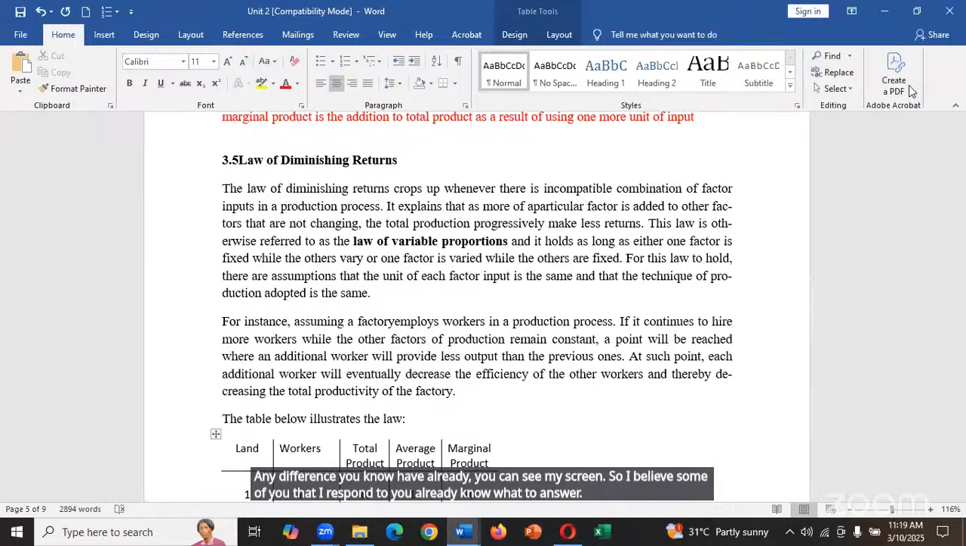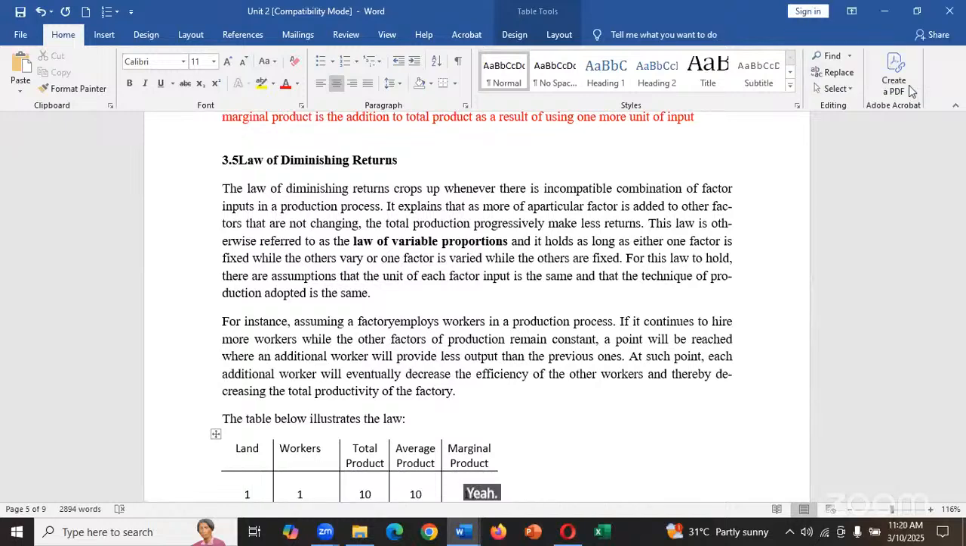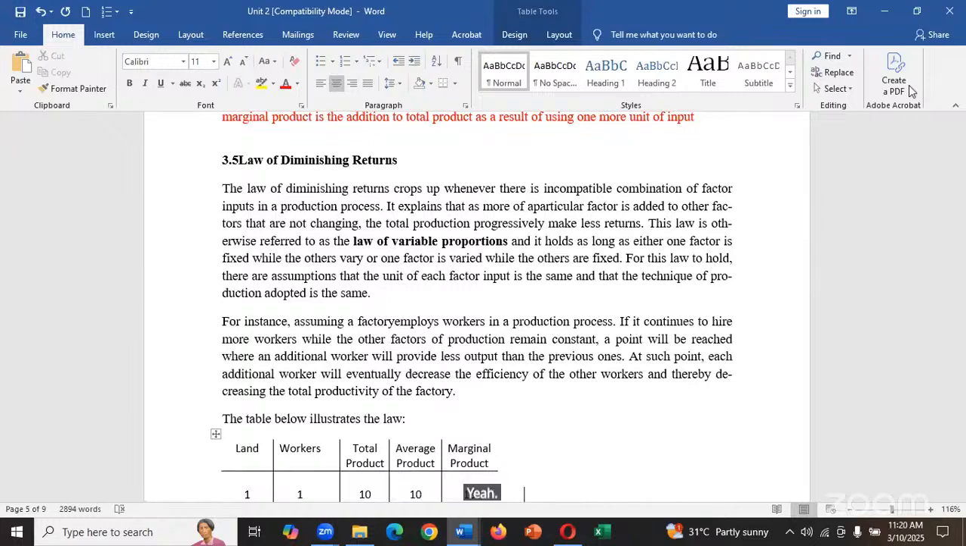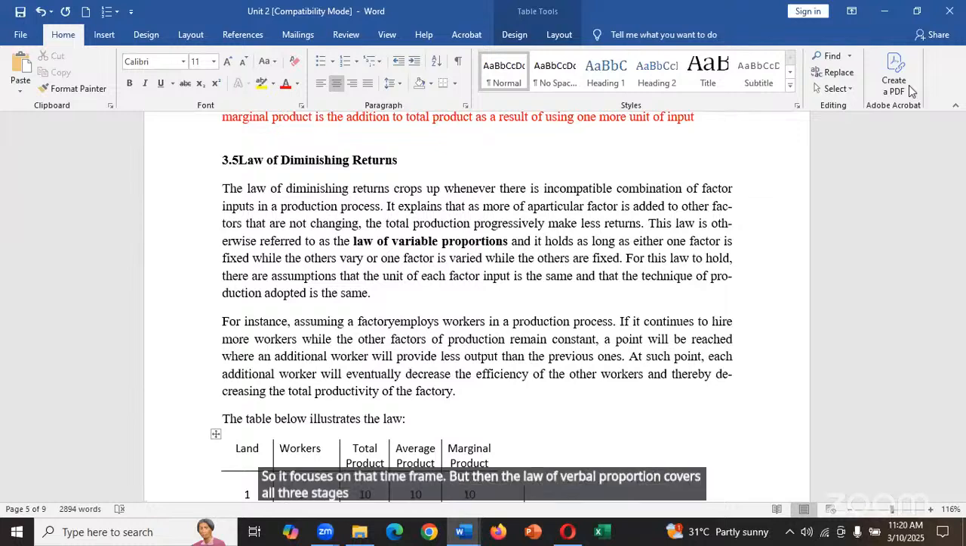The difference between the law of diminishing return and the law of variable proportion is that the law of diminishing return focuses on the point where marginal output starts decreasing, so it focuses on that time frame. But the law of variable proportion covers all three stages of production: increasing, diminishing, and negative returns. Then the other thing is the application period.